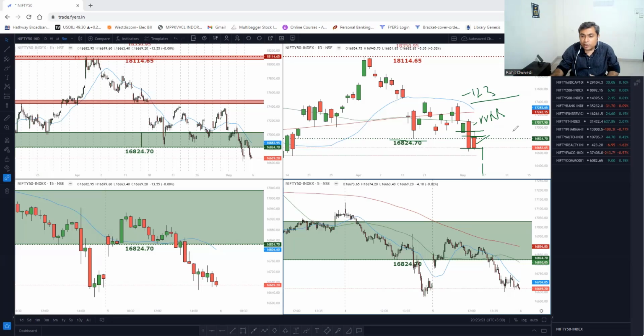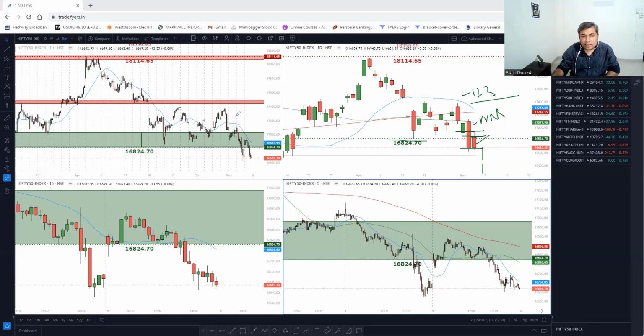Another very important point to note here is that both these bars have closed below the support. Which means that sellers are very aggressive and they have taken over this battle from the buyers, which is why now we have a closing below this 16,800 support, and this indicates further downside movement from here.